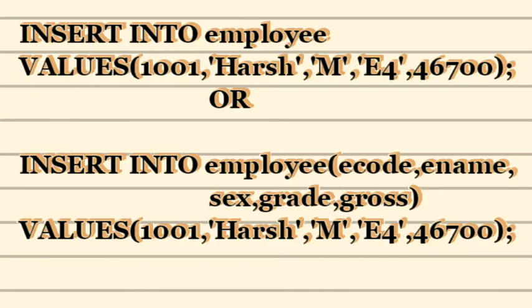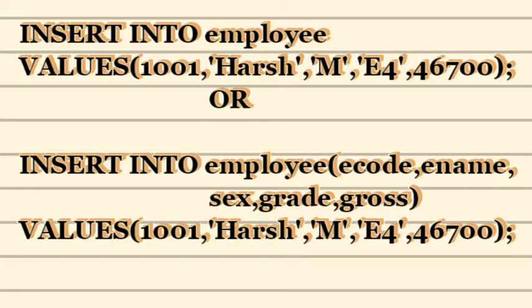Now let's take an example to understand how the insert command works. First, you can see I want to enter some data into the employee table. It is an already existing table which I have created, and I want to enter some data into it. Here you can see what I've written: INSERT INTO employee, then VALUES 1001, comma, the name, then gender male, then the grade E4, then the gross salary, and ended with a semicolon. So this is the very first way through which we can insert anything into a table.